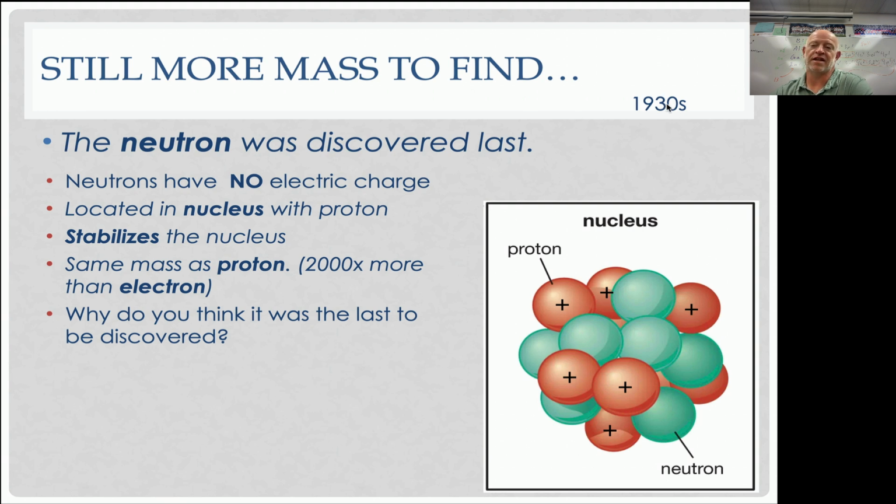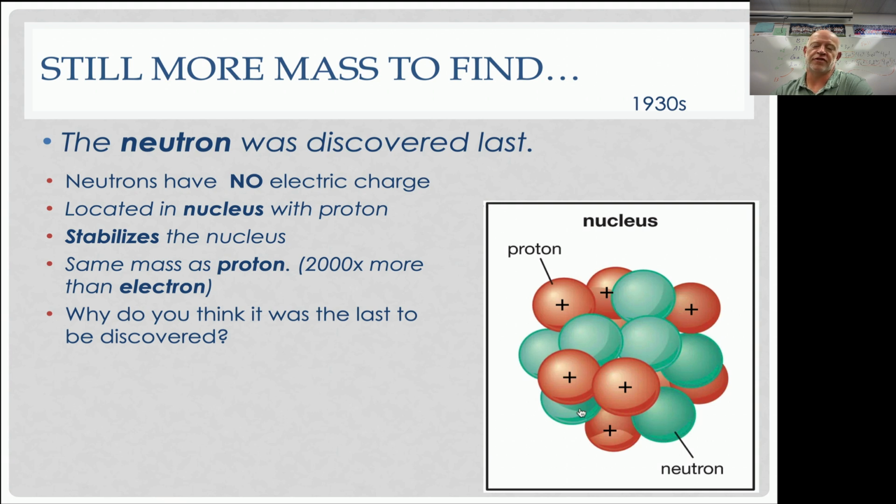So they kept looking for the other thing that has the rest of the mass. And they didn't find that until the 1930s, when the last particle was discovered, which was our neutron. So the neutron was discovered last. It has no electric charge. It is in the nucleus. And because it doesn't have a positive or negative charge like the other two, it has an interesting job. Its job is to help keep everything stable inside the nucleus.